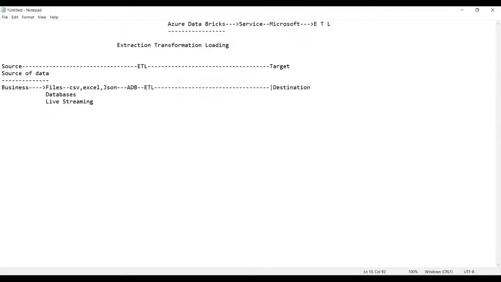Finally, the data will be loaded into what? Destination. Destination means what, guys? Can you tell me? Target. Destination is nothing but the target, ultimately where you want to put the data.